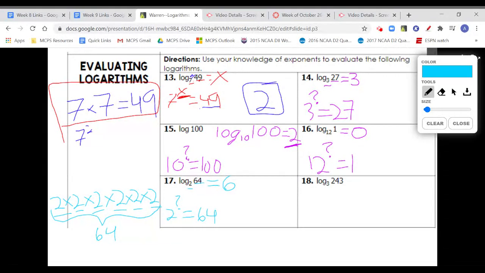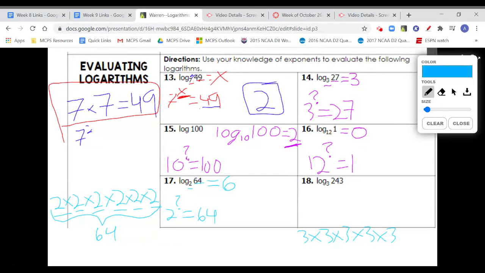And last but not least, I have log base 3 of 243. So I'm looking at how many 3's do I have to multiply to get to 243. Again, I'm thinking probably at least 4. Well, 3 times 3 is 9, times 3 is 27, times 3 is 81, not quite there, times another 3. Oh, that gets me to 243.